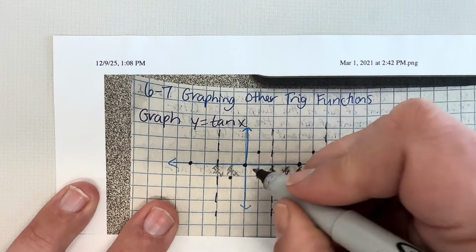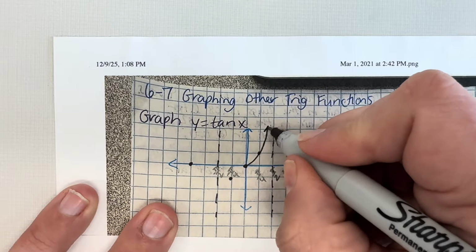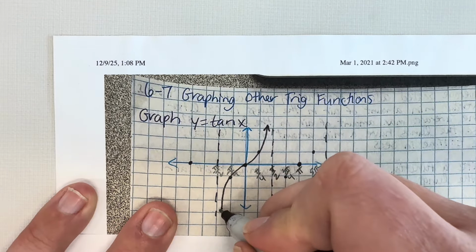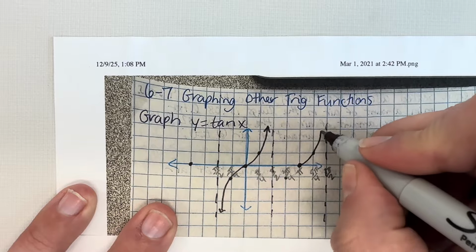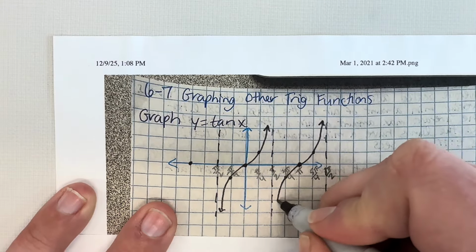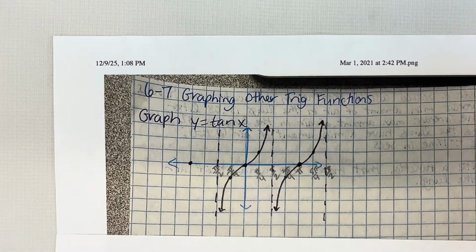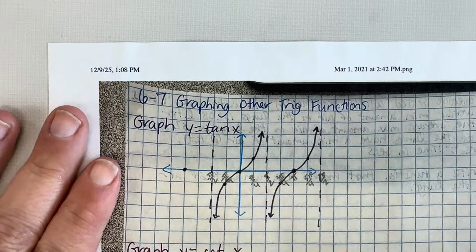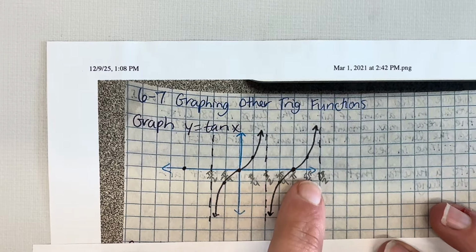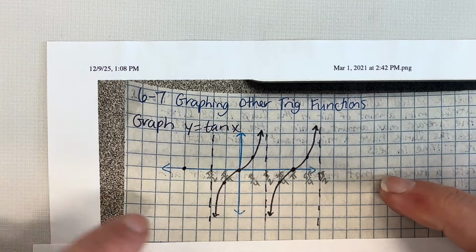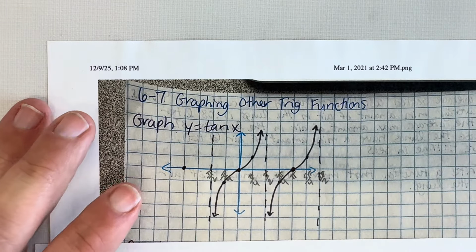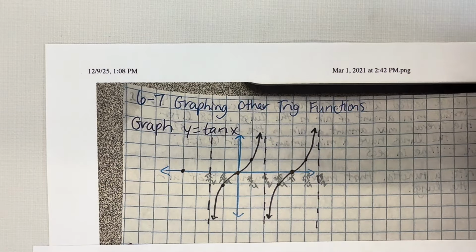So that one's going to look like this. And then our graph makes this S-curve. Okay, and this S-curve will be repeated every pi unit. So as pi again, that same S-curve is going to repeat, and that is our tangent.